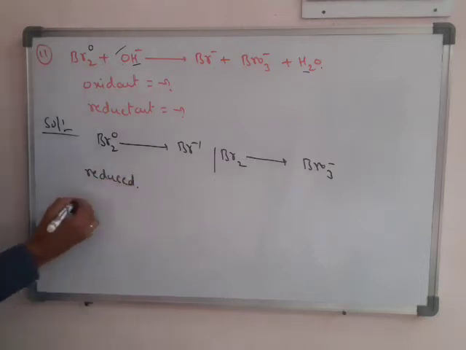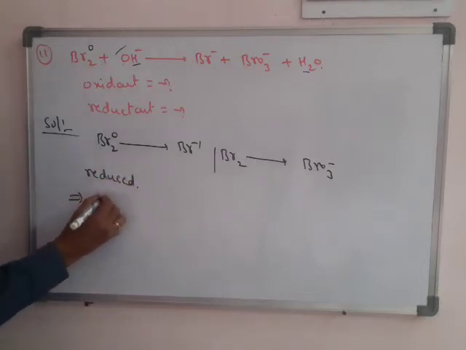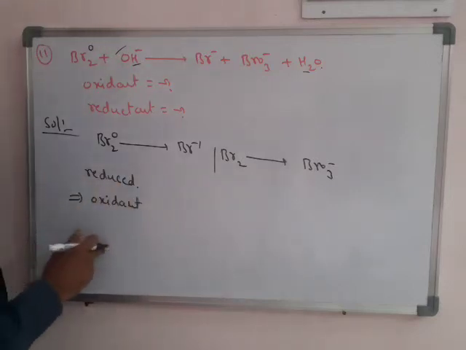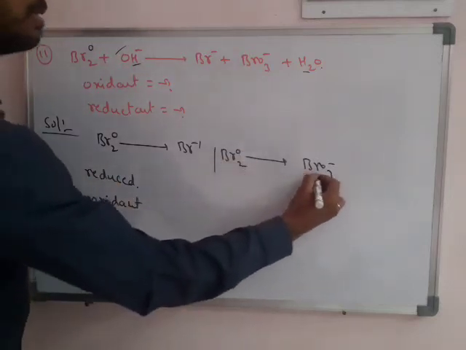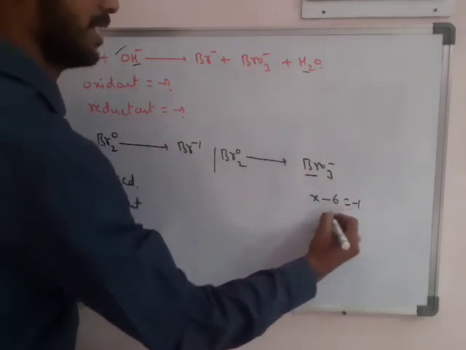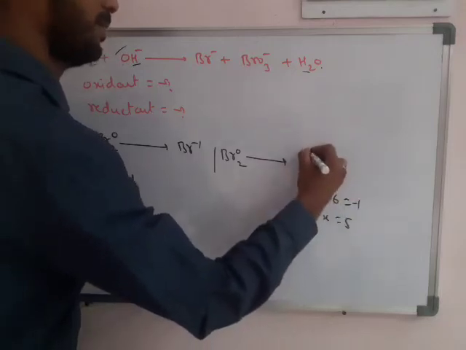So here reduced means it works as oxidant. Itself it is reduced, which means it works as oxidant. Here Br to 0, what is the Br oxidation number? X minus 6 minus 1, X equals plus 5, bromine plus 5.